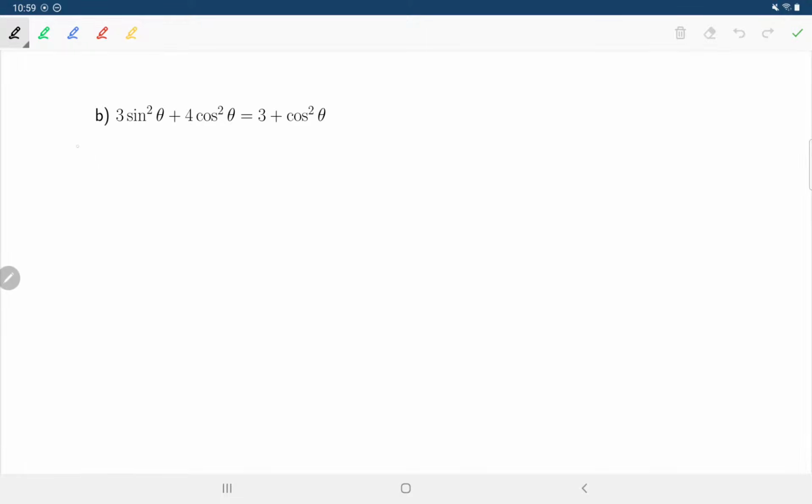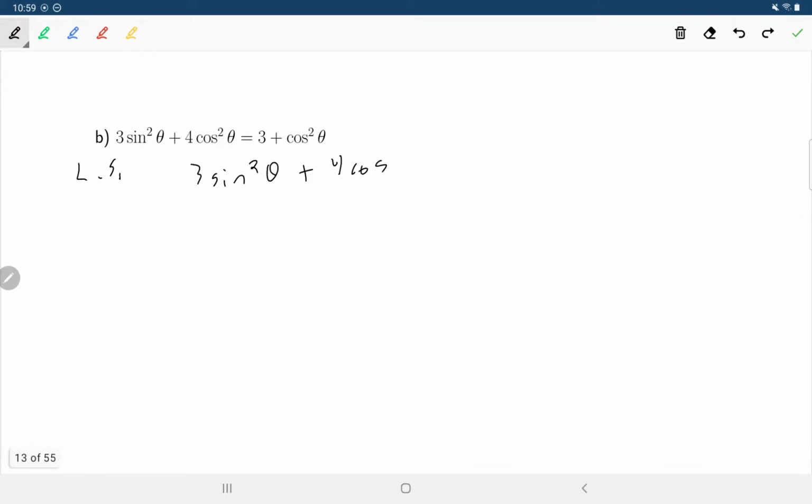I'm going to begin with my left side here. I have 3 sine squared theta plus 4 cosine squared theta. And one thing that I know is that sine squared theta plus cosine squared theta is 1. So if I were to just take this for a minute and rewrite this as 3 sine squared theta and then the 4 cosine squared theta, I'll split that up as 3 cosine squareds plus 1 more.